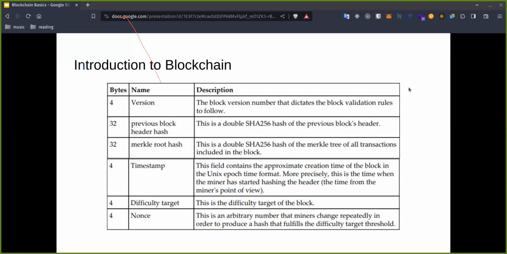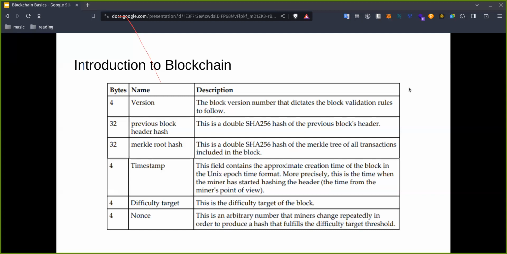Then you have a timestamp. Ideally, it's an approximate creation time of the block in a Unix epoch time format. More precisely, this is the time when the miner started hashing the header, so the time from the miner's point of view. Then we have the difficulty target.